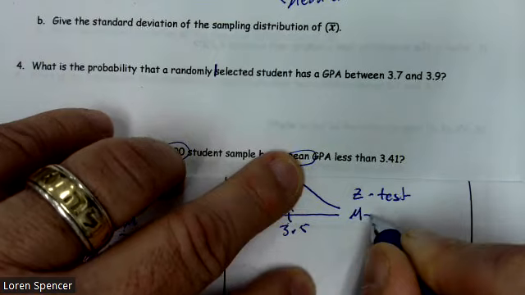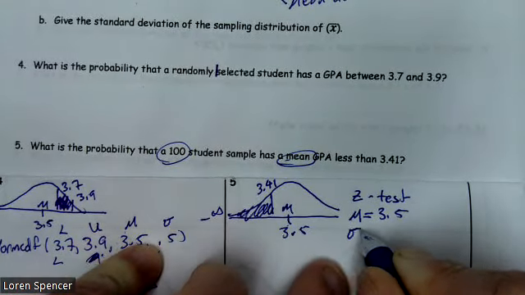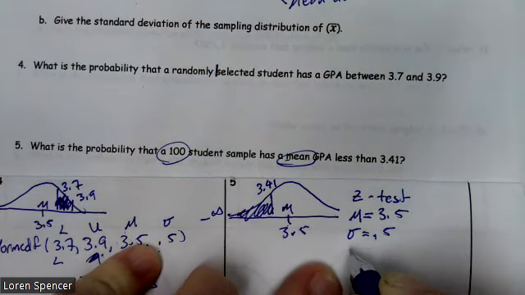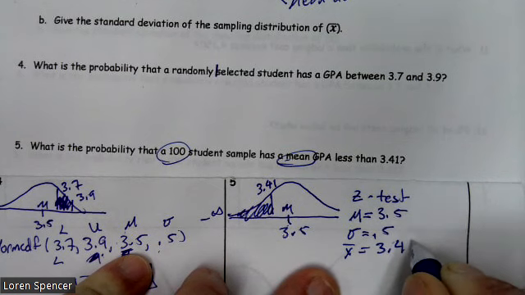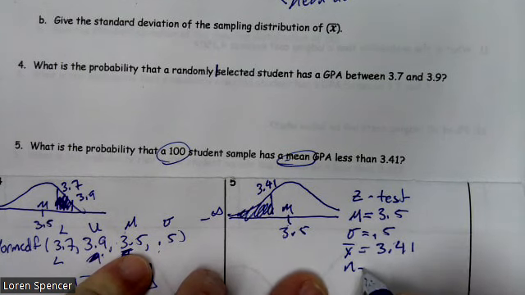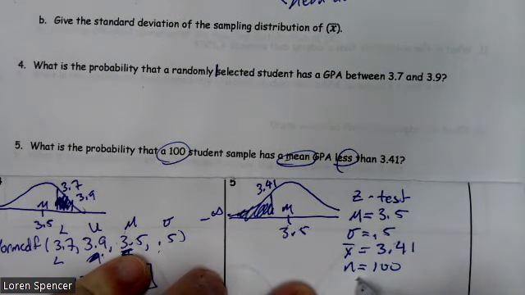And the first thing it's going to ask me for is the mean. Well, the mean is 3.5. Our standard deviation is 0.5 because that's the standard deviation of the population. It's going to ask me for my X bar, which is the average, which is 3.41. It's going to ask me for my sample size, which is 100. And since it says less than, we are shading to the left.